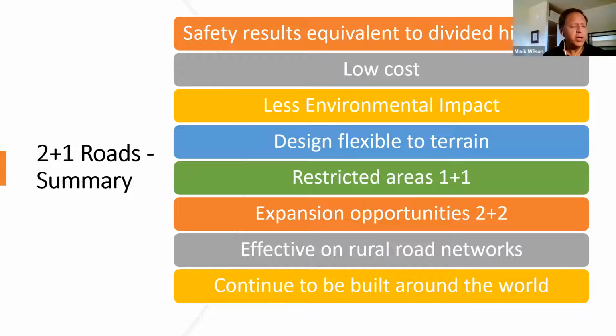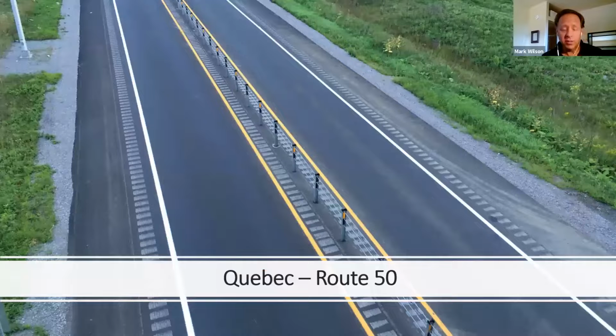And we are beginning to see the use of median barriers in narrow medians in Canada. And this photo is one I took while visiting with the Ministry of Transport in Quebec near Gatineau. This 6-kilometer section opened in 2020 and is primarily a 1+1 profile with a very small section of 2+1. And they've been very happy with the results so far.